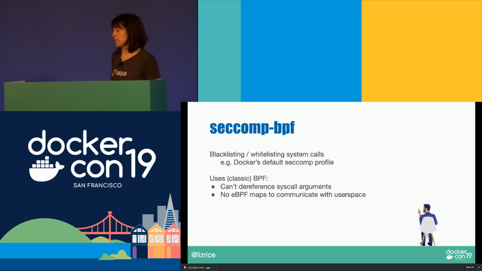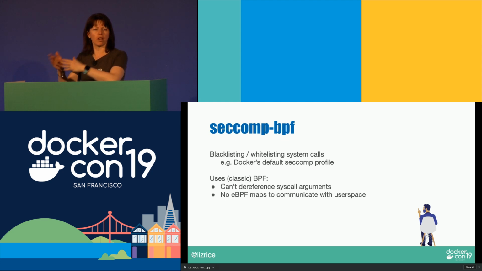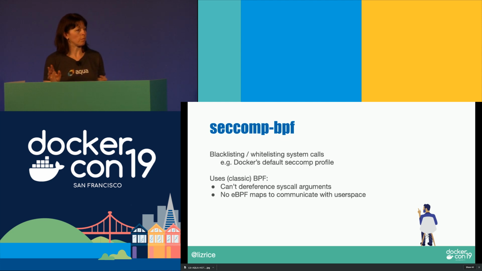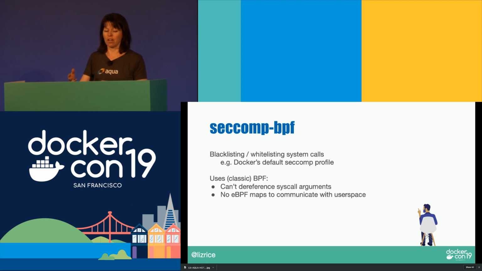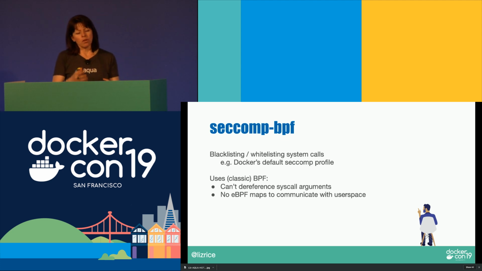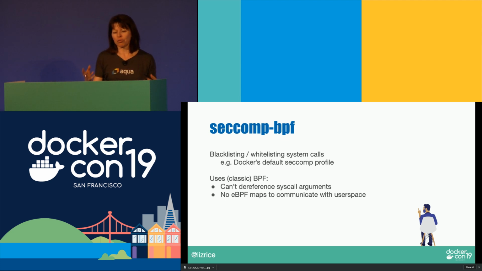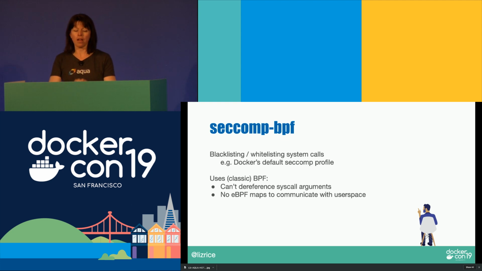But it has its limitations because it can only look at the arguments that were presented to the system call, and it can't dereference those arguments if they're pointers. It also doesn't have the ability to communicate with Userspace through maps, because one of the big differences between BPF and eBPF is maps. So although you're almost certainly using a seccomp profile every time you run a container, unless you explicitly turned it off, you are using it by default. It's a very powerful tool for making sure you don't run disallowed system calls.